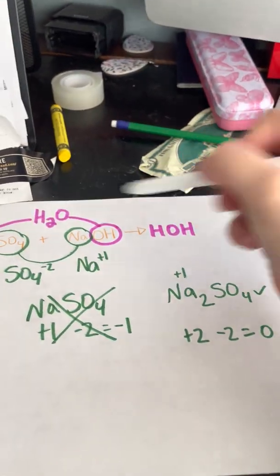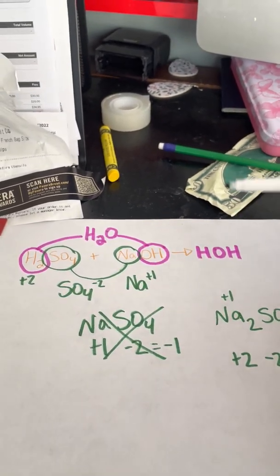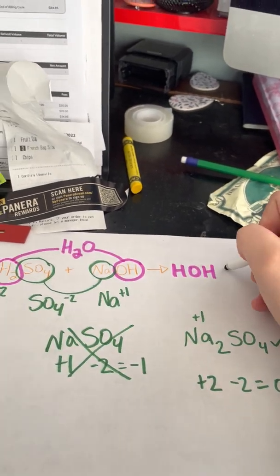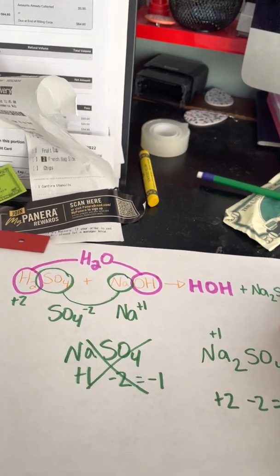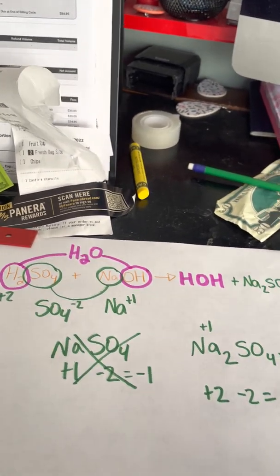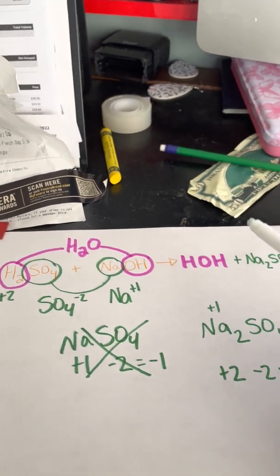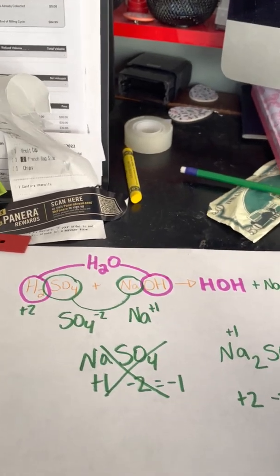So our products for this reaction, because we haven't balanced yet, H2SO4 plus NaOH makes water and sodium sulfate with that charge. And then we'd have to, of course, go through and balance it. And that would be another step.